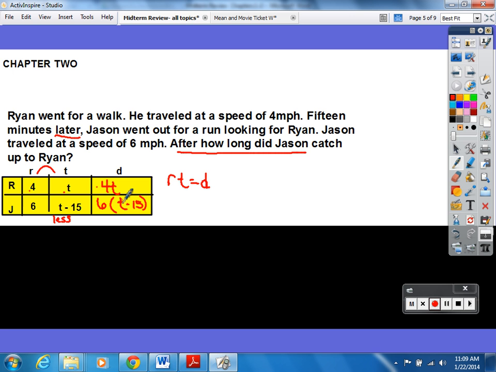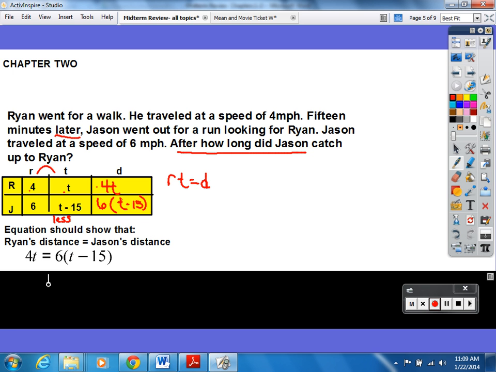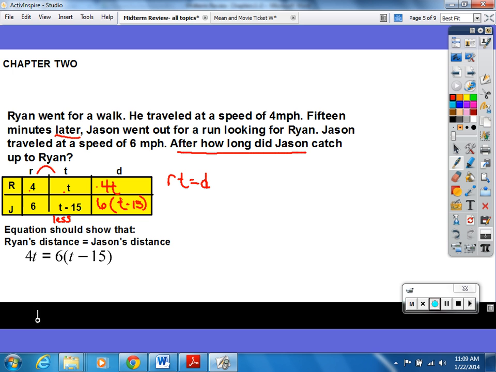We also then have to think about what is going to help us to come up with the equation. If we know that Ryan and Jason started from the same point and caught up to each other eventually, that's telling us that they traveled the same distance. And so our equation should show that Ryan's distance, 4t, is equal to Jason's distance, which is 6 times the quantity of t minus 15.